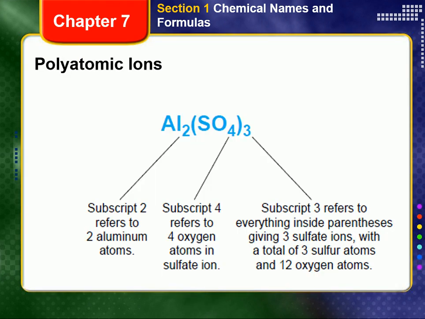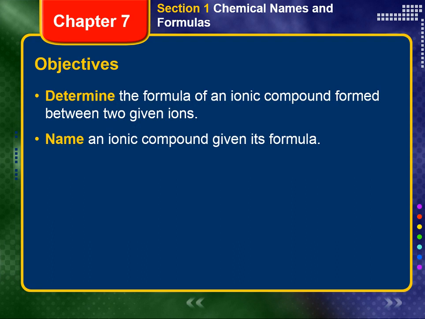When more than one polyatomic ion is present in a compound, the formula for the entire ion is surrounded by parentheses. This is illustrated on page 204 of your text or on the screen now for aluminum sulfate, Al2(SO4)3. The formula indicates that an aluminum sulfate formula unit has 2 aluminum cations and 3 sulfate anions. At this point, you should be able to determine the formula for an ionic compound formed between 2 given ions and name an ionic compound given its formula.